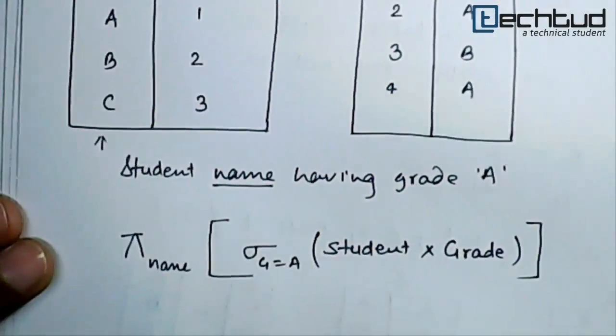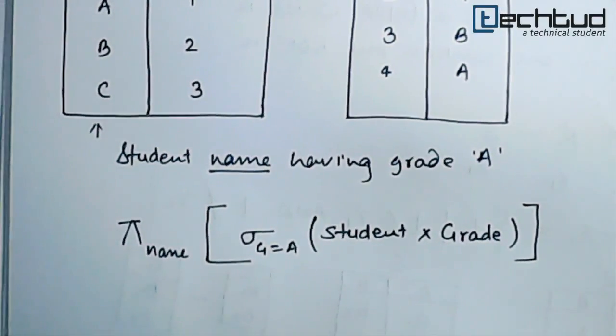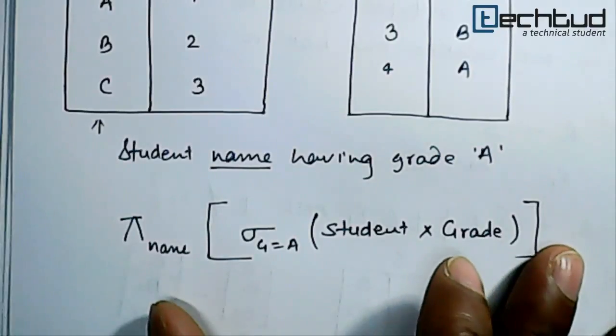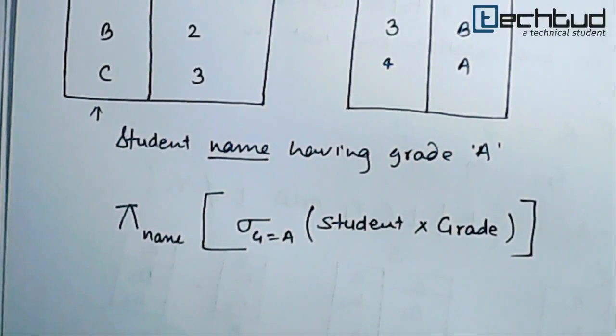So that's how the cross product is used in relational algebra, and this is how it runs internally in any SQL system. So I hope this is clear. Thanks for watching.